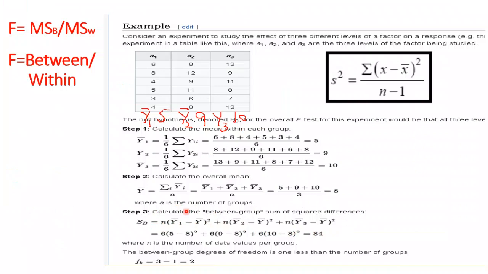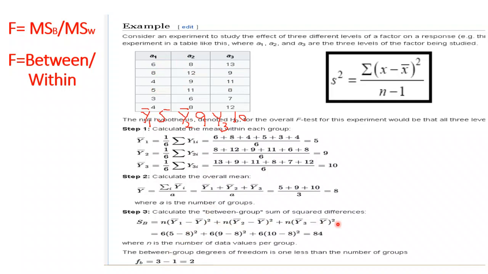As there are 3 groups, we will sum up y1 bar minus y bar, where y1 bar is this 5 and y bar is this 8, that is the mean of all these groups. Now, plus n, where n means sample size, which is 6 in all these groups: the A1 group, A2 group and A3.